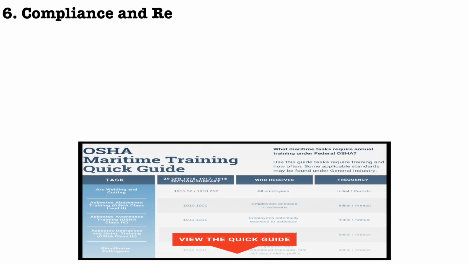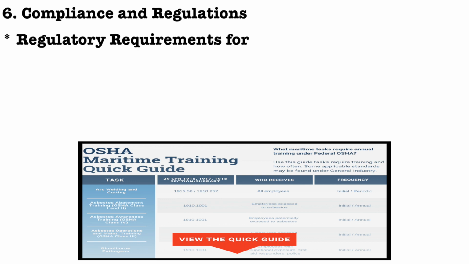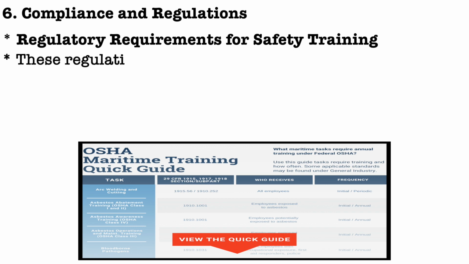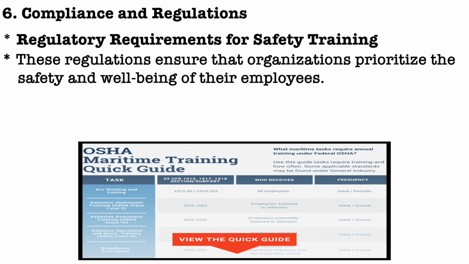Let us see the compliance and regulations. Regulatory requirements for safety training means regulatory bodies, depending on the industries and jurisdiction, often mandate specific safety training requirements. These regulations ensure that organizations prioritize the safety and well-being of their employees.